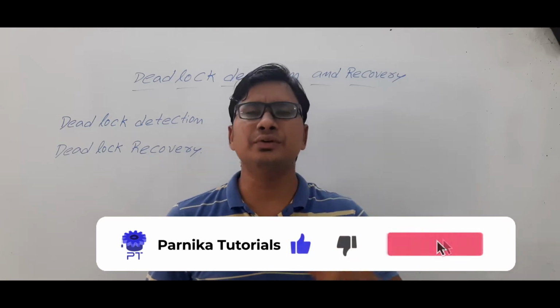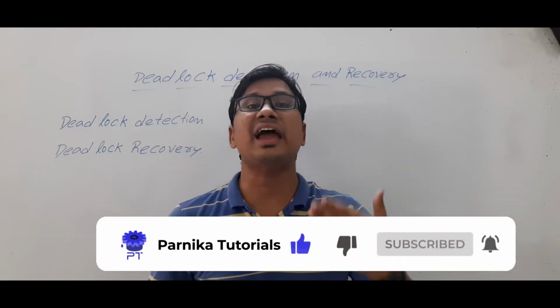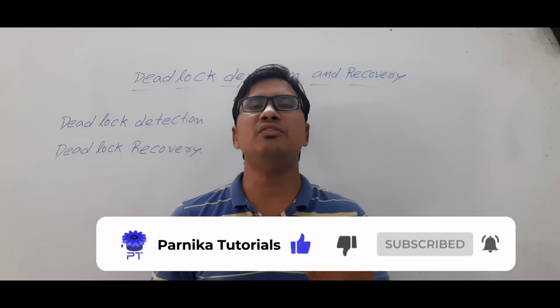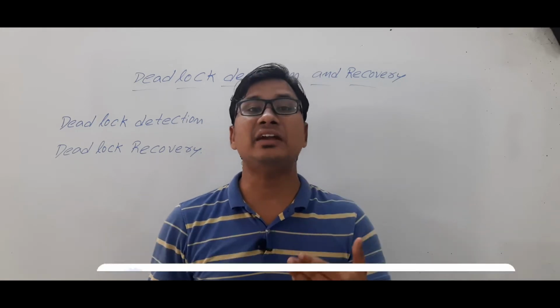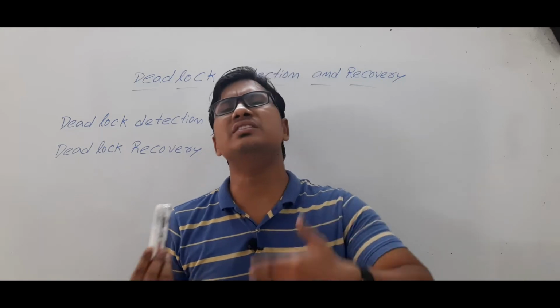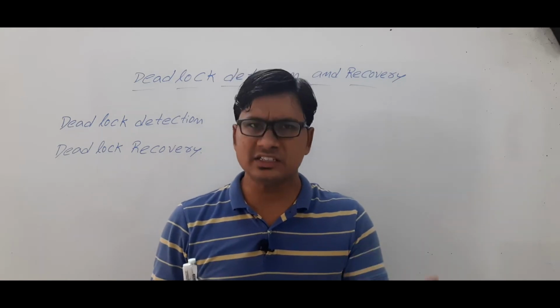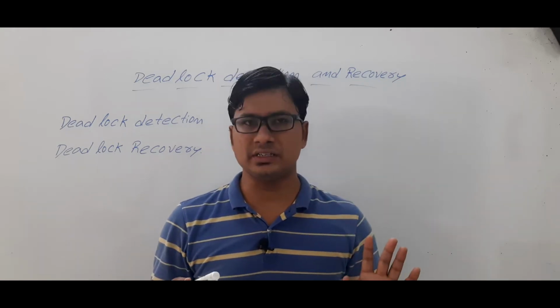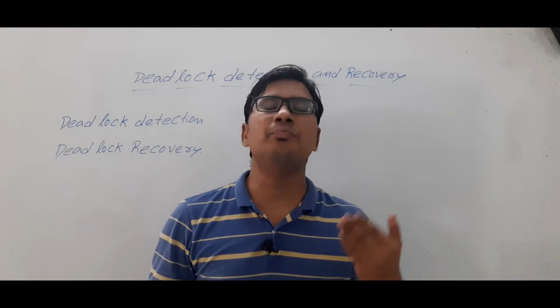In the last few videos, I have discussed the strategies in handling the deadlock. Totally we have four strategies. One is the deadlock ignorance. What is deadlock ignorance? Deadlock will happen once in 2 years or 3 years, so the operating system will just ignore it. Is it clear? Now coming to the deadlock prevention.